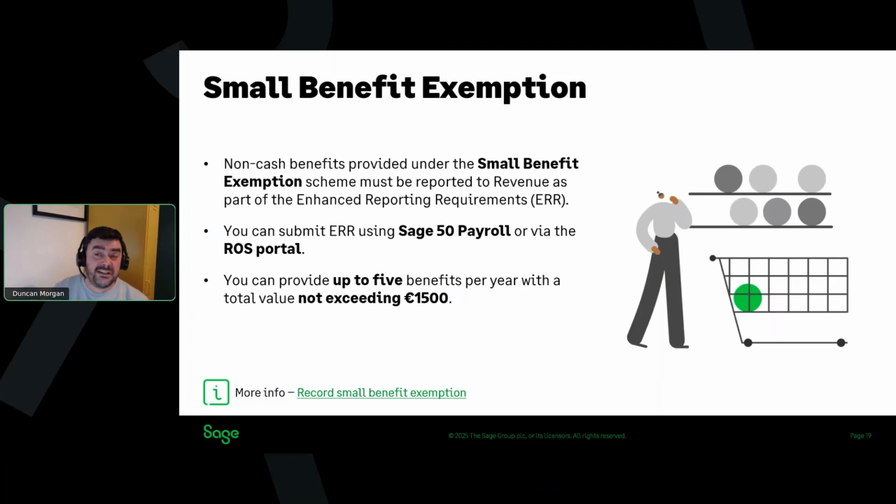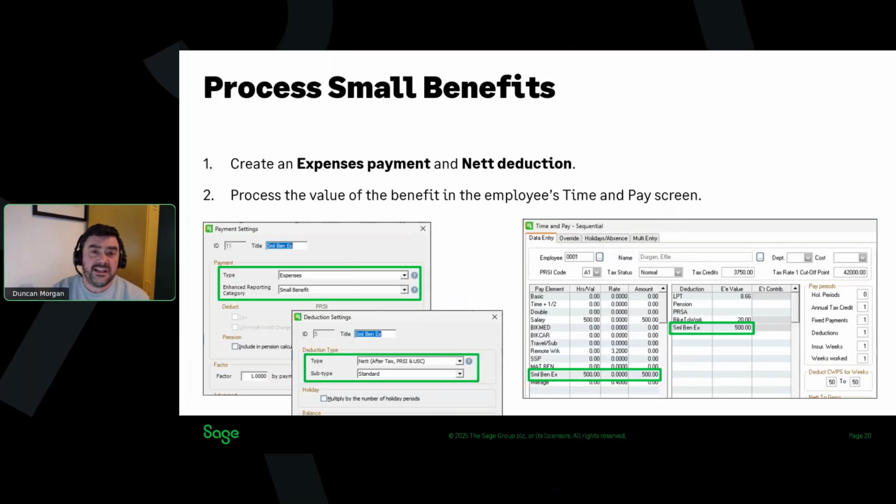Now, if you decide you're going to process it through payroll, you are going to need to do this using both a payment and a deduction. So with a small benefit being a non-cash item, you need to record the value of it using an expenses payment, and then you can categorize that expense as a small benefit, so it appears on the ERR submission under that category. But you would also need to process the same amount as a net deduction, so that that doesn't end up in the employee's net pay.